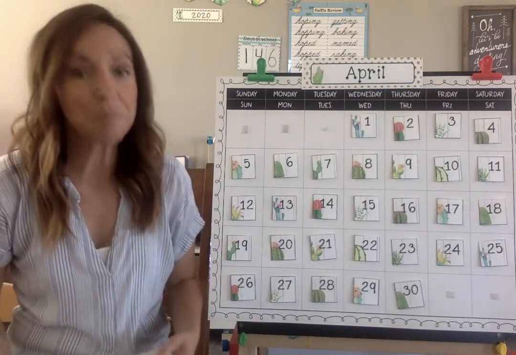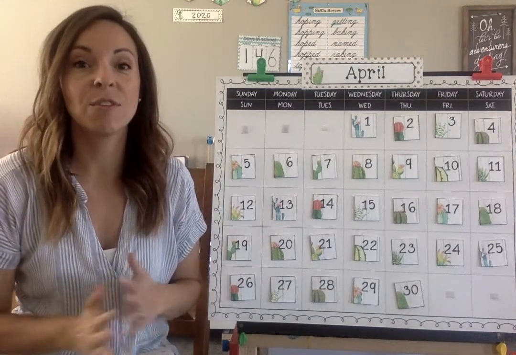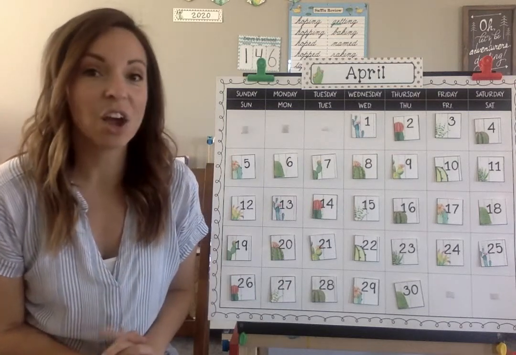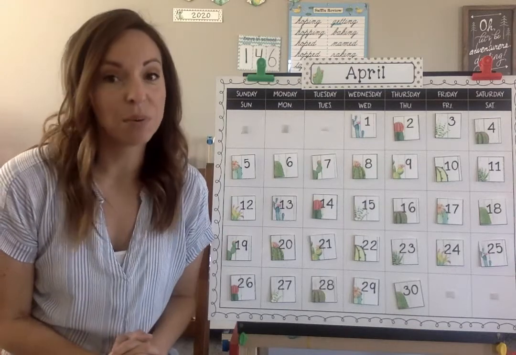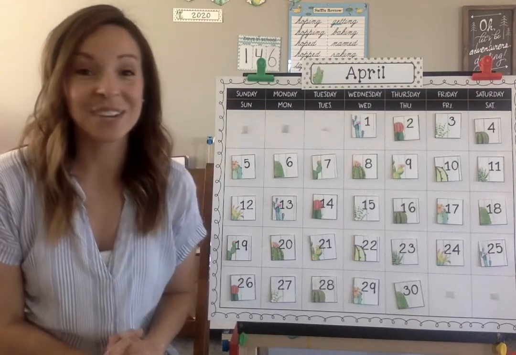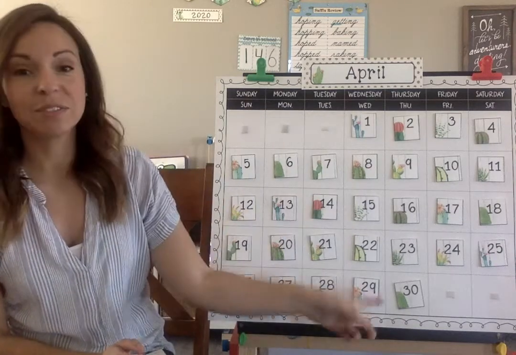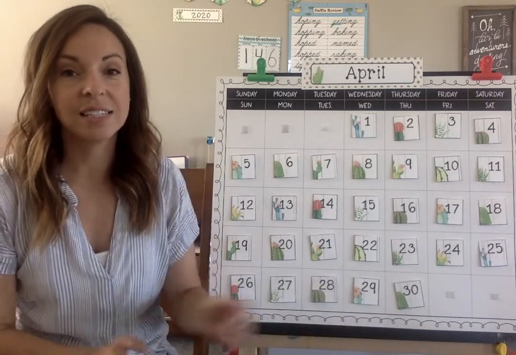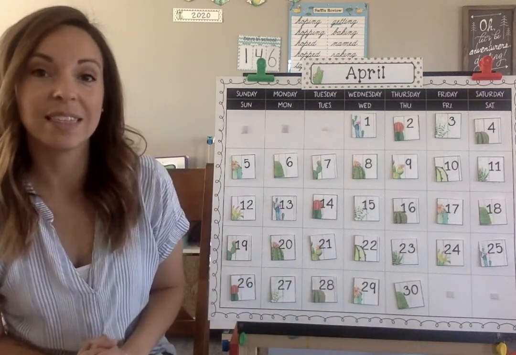Now, the days in the month change from month to month. What about April? How many days are there in the month of April? That's right, 30 days. All you have to do is look. The very last number on the calendar tells you how many days are in that month.